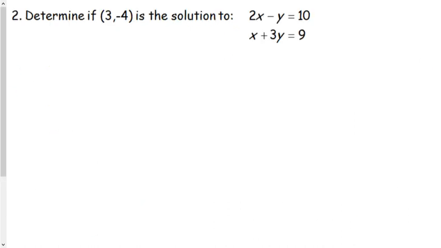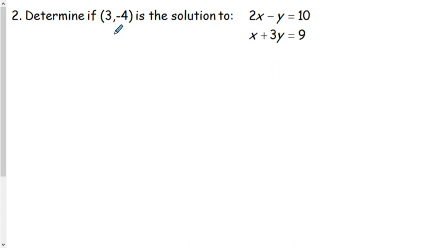Okay, so that's graphing. Next we got number 2. Determine if this point (3, -4) is the solution to this system of linear equations. Now we know how to solve linear equations. We could do one of our methods of solving it, but we just want to know if this particular point is going to be the one. So here's what I got to do. I got to try this point in both equations.